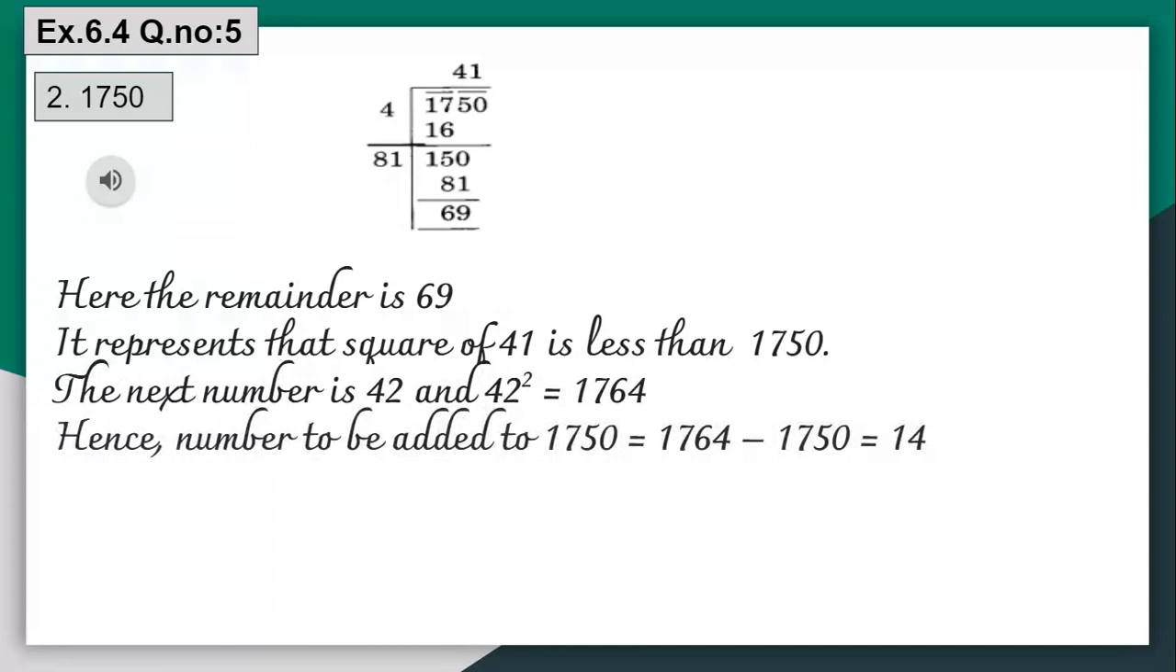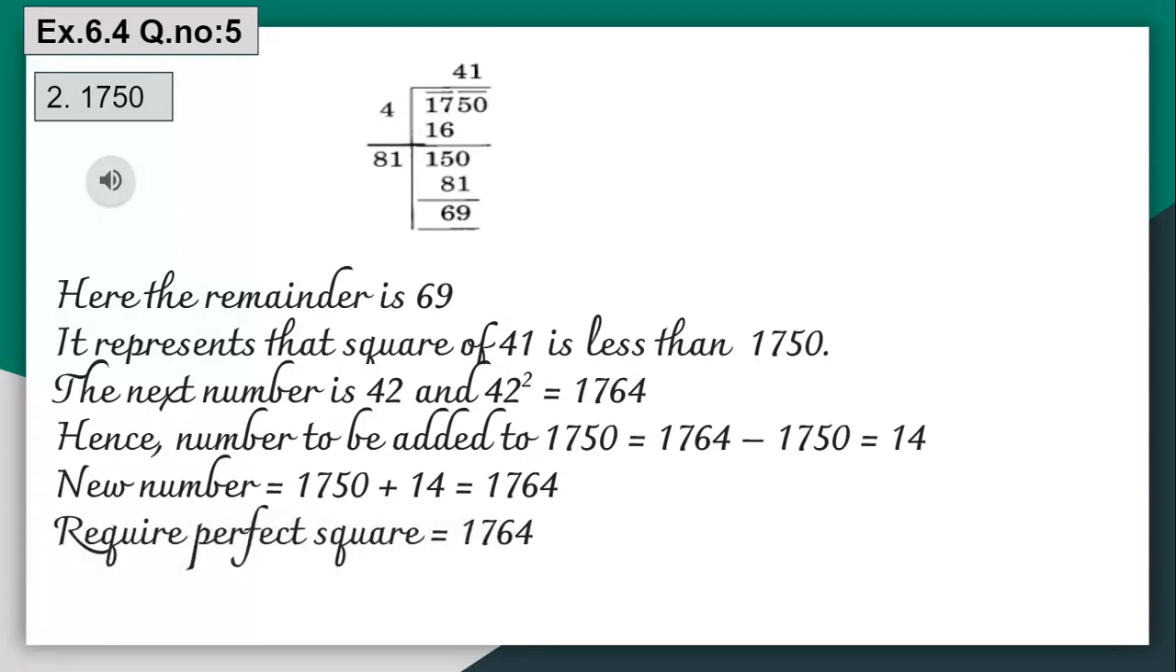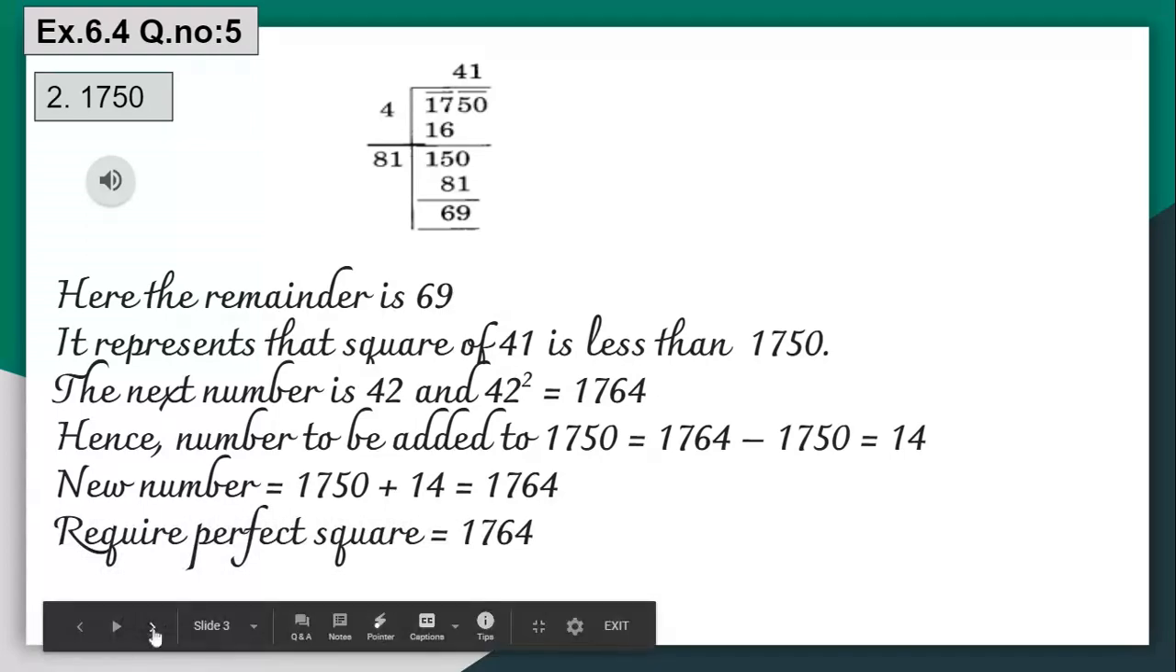So how could we find? We have to take the difference of 42 square and the given number. So 42 square is 1764 minus 1750, that is 14. So we can add 1750 plus 14, that is equal to new number, means 1764, that is the square of 42. So required perfect square is 1764. So root 1764 is equal to 42. Clear?